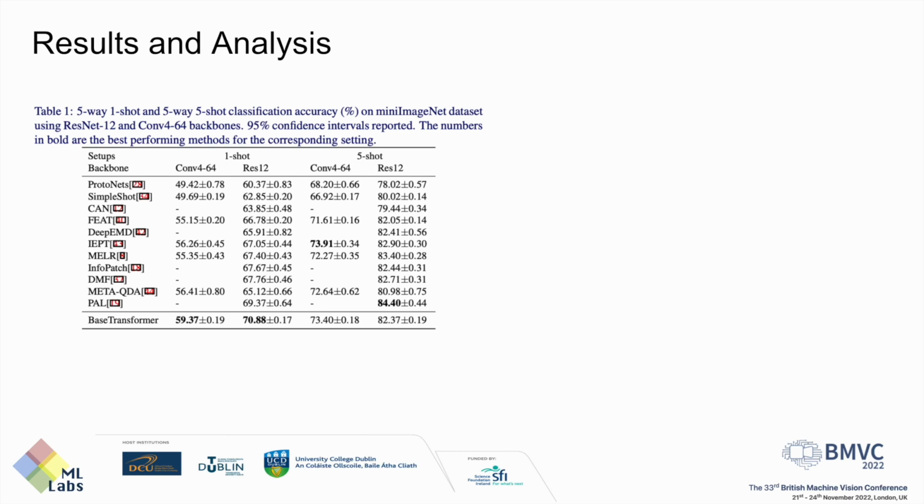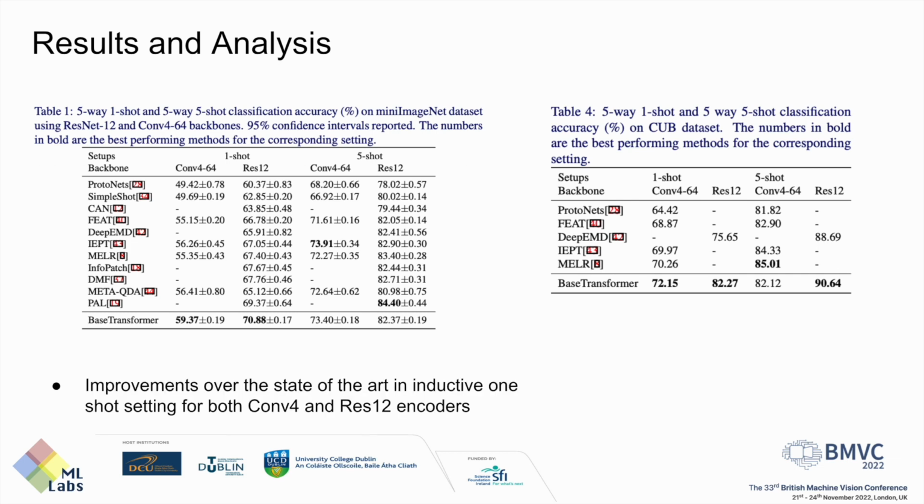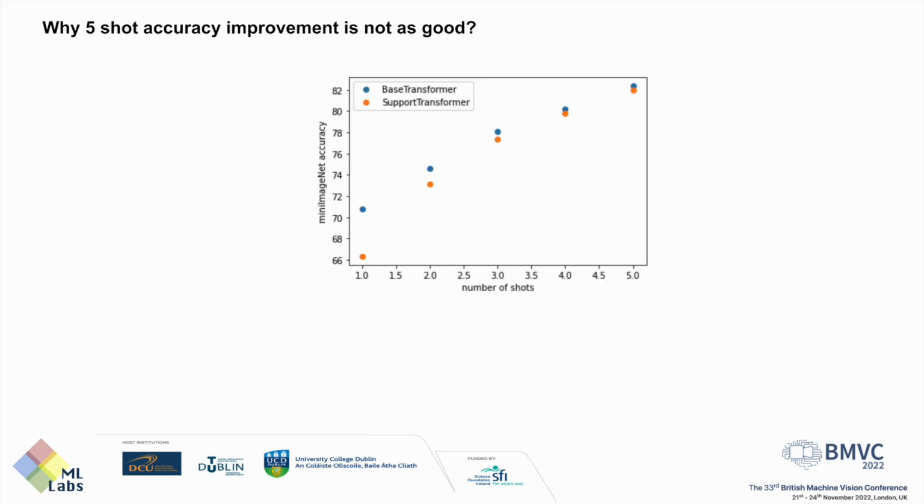Here we have some results on miniImageNet and CUB datasets for two popular encoders, Conv4 and ResNet12. We see consistent improvements over the state of the art in the inductive one-shot setting for both encoders. However, we do not see the same improvements reflected in the 5-shot setting. We think this could be because the 5-shot prototypes are already a good estimate of the true prototype.